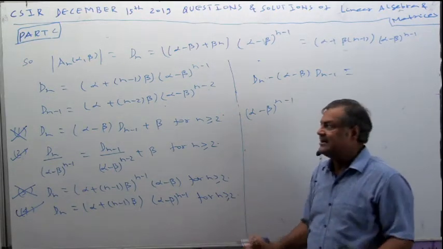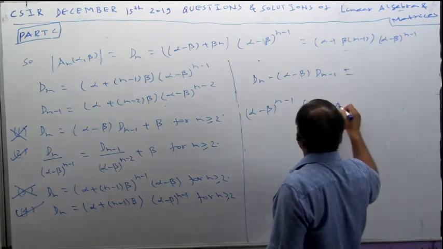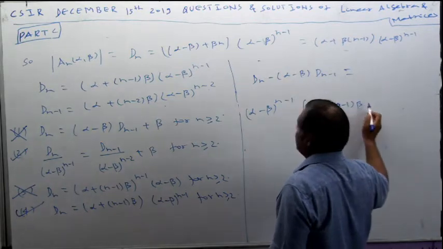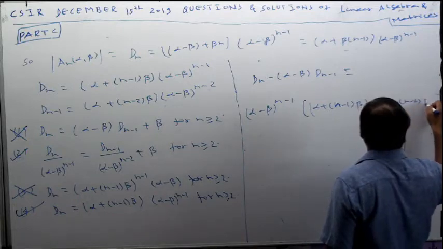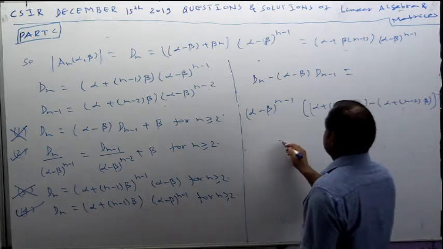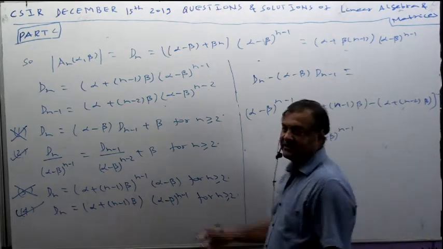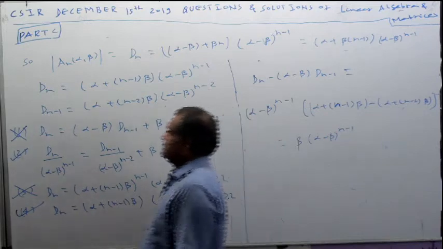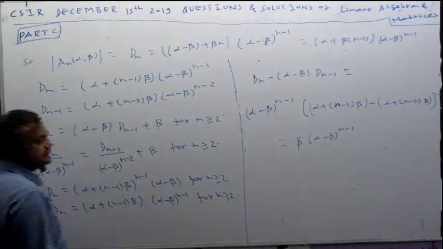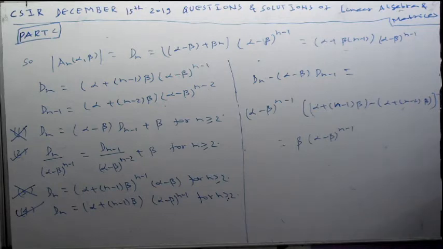So do not waste time in the examination hall, please. Then after this common, it will give you alpha plus n minus 1 beta minus alpha plus n minus 2 beta. And that is equal to not only beta, but beta into alpha minus beta to the power n minus 1. So first option is wrong. Watch this. Now, this is 2 and 4th options are correct.